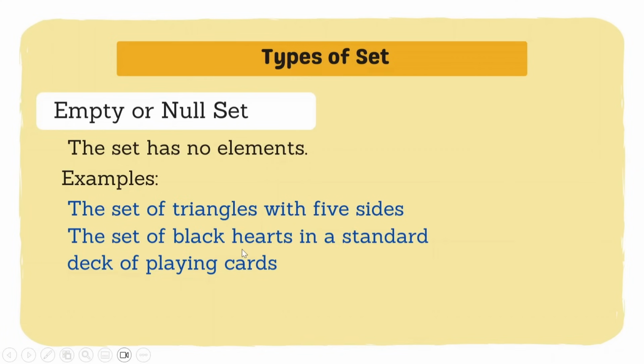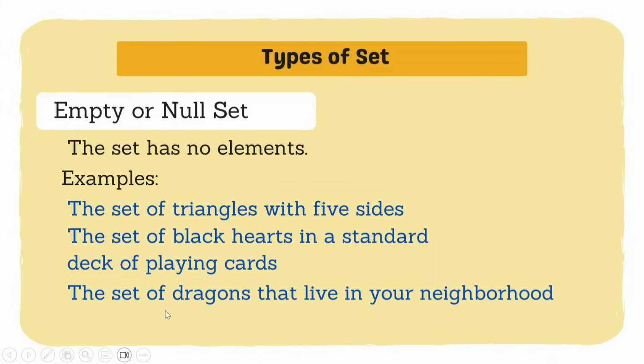What else? Set of black hearts in a standard deck of playing cards. Alam nyo po ba yung playing cards? Ano pong kulay nung heart cards? Hindi po siya black. It's red. Kaya, black hearts doesn't exist. So, this is an empty or null set as well. And last example, the set of dragons that live in your neighborhood. Impossible po itong mangyari because dragon is a fictitious character. Hindi po yan totoo. Therefore, these are all examples of null set.